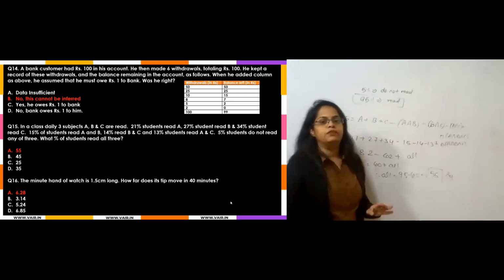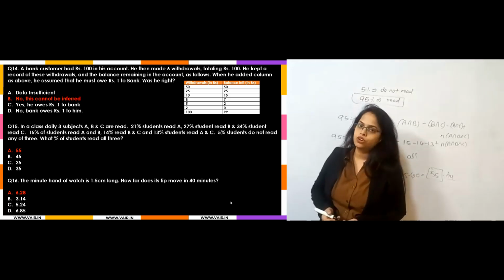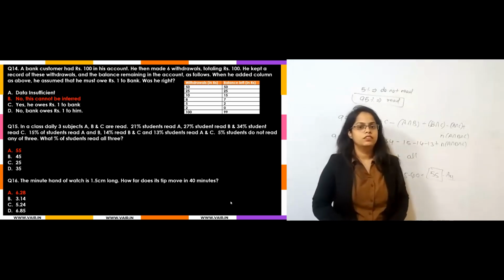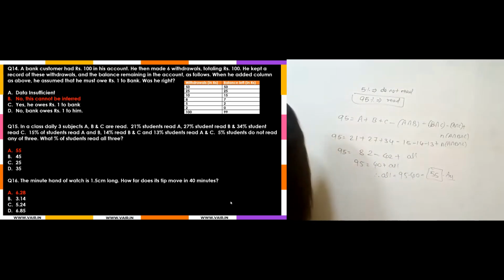But logically it was wrong. Actually this question is wrong. So we solved it directly using the formula, but it is a wrong question. Okay, now let's solve the next question.